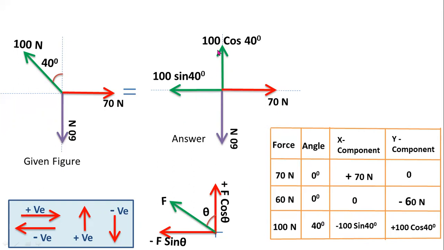Okay. Now these two are the vertical forces. That means y components. Upward direction. For upward direction, you have to consider positive sign. For downward direction, you have to consider negative sign. Okay. Plus 100 cos 40, minus 60. Okay. These two are the y components.